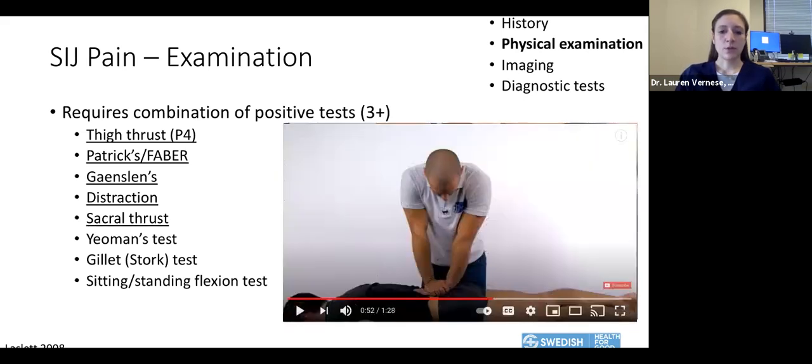And then the last one we're just going to go over here is the sacral thrust. This is where the patient is prone on their belly and you're putting direct force through the sacrum, and reproduction of pain is considered positive. There are all these other tests called the Yeoman's, Gillet or Stork test, and the sitting and standing flexion test that I also tend to use. However, in the literature, they're not as well studied.